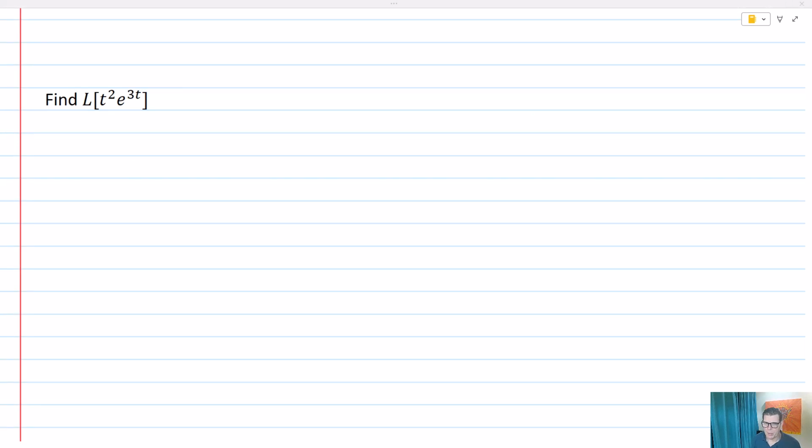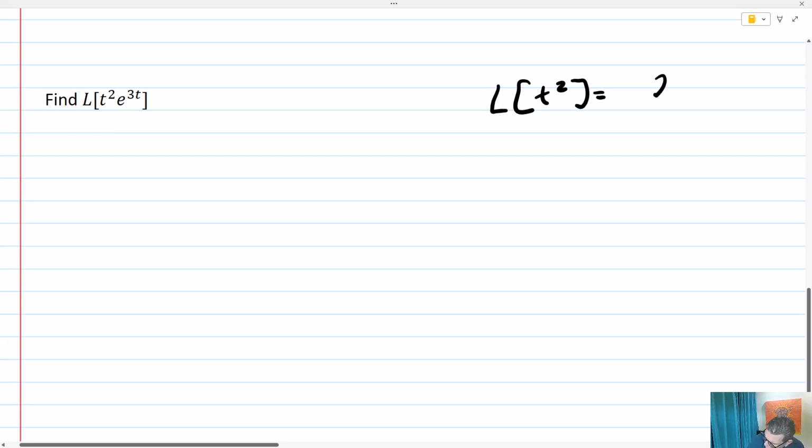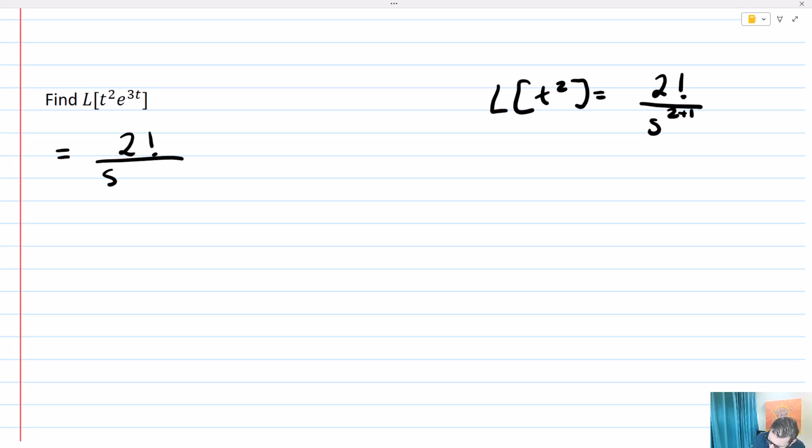Suppose we want to find the Laplace transform of t squared e to the 3t. Now we know the Laplace transform of t squared is going to equal 2 factorial over s to the 2 plus 1, or s cubed. What we'll do is substitute in the 3 as an s minus 3. So this Laplace transform is going to equal 2 factorial over (s minus 3) cubed. So instead of s, we just have s minus 3. And that's all we've got to do for the first shifting theorem.